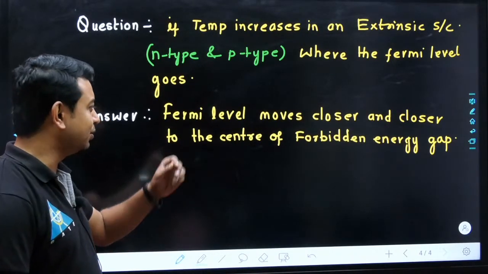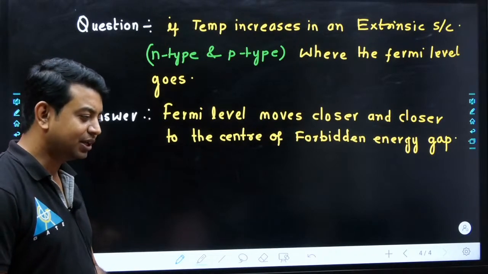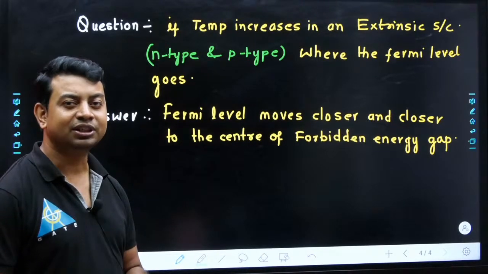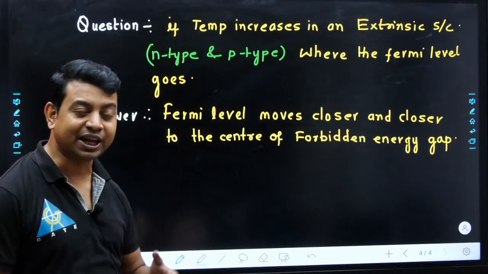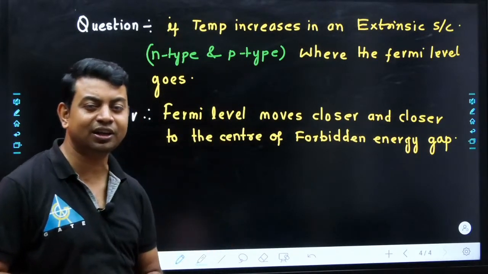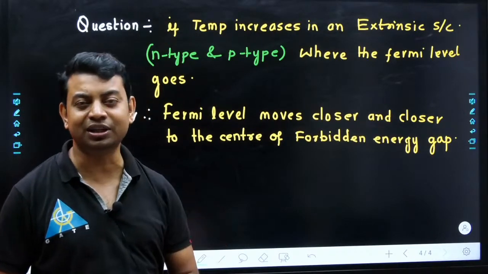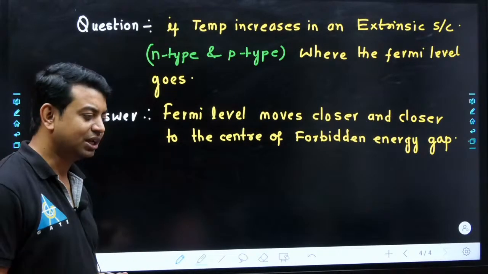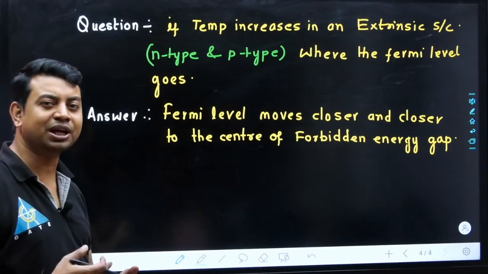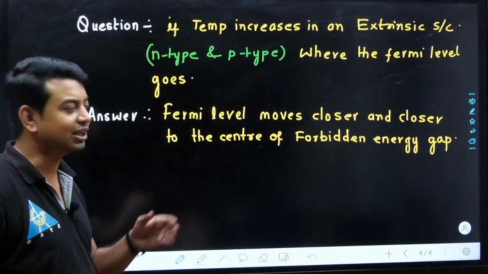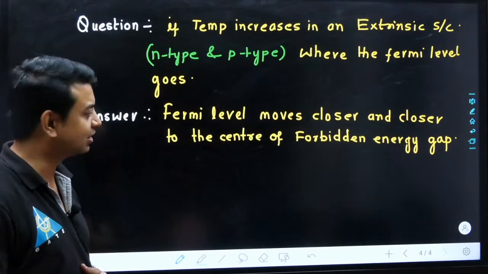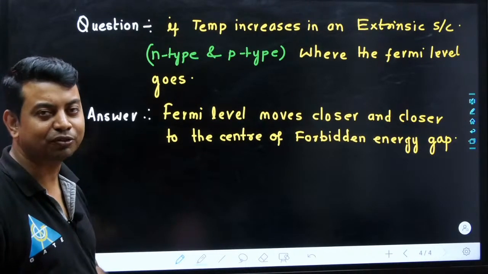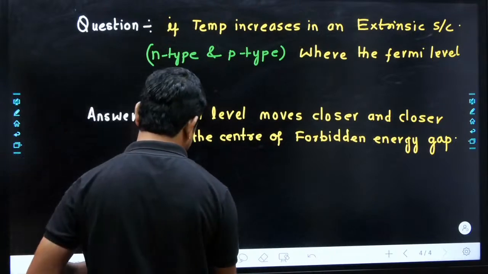So, you must write that the Fermi level moves closer and closer to the center of the forbidden energy gap, and at some particular temperature the extrinsic semiconductor will become an intrinsic semiconductor, and at that temperature the Fermi energy level will be located exactly at the center of the forbidden energy gap. So, we have to do some practice or practical, so that we are able to find out when the extrinsic semiconductor will become an intrinsic semiconductor. Then only can we say that the Fermi energy level is located exactly at the center of the forbidden energy gap. So, in this way we have to answer.